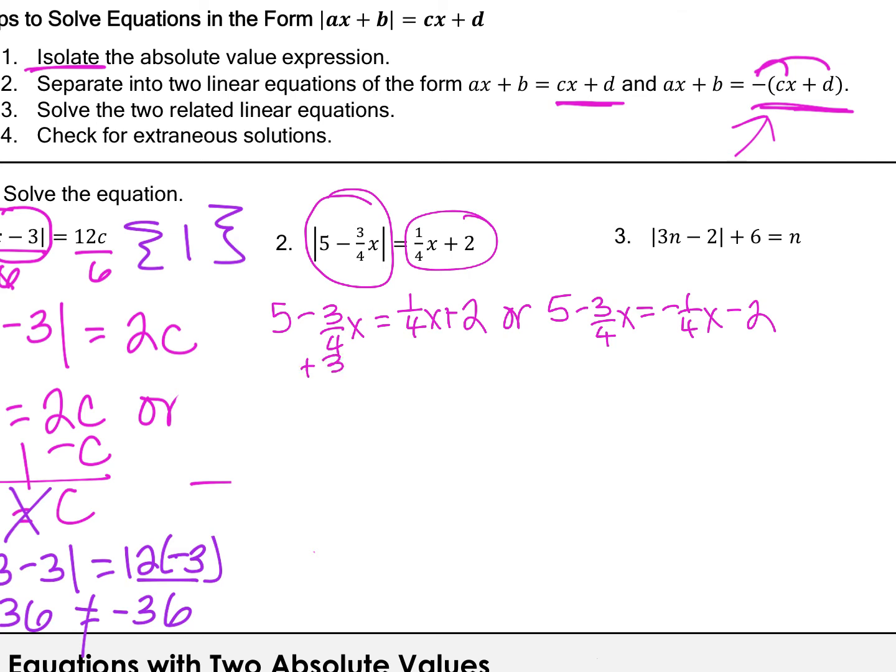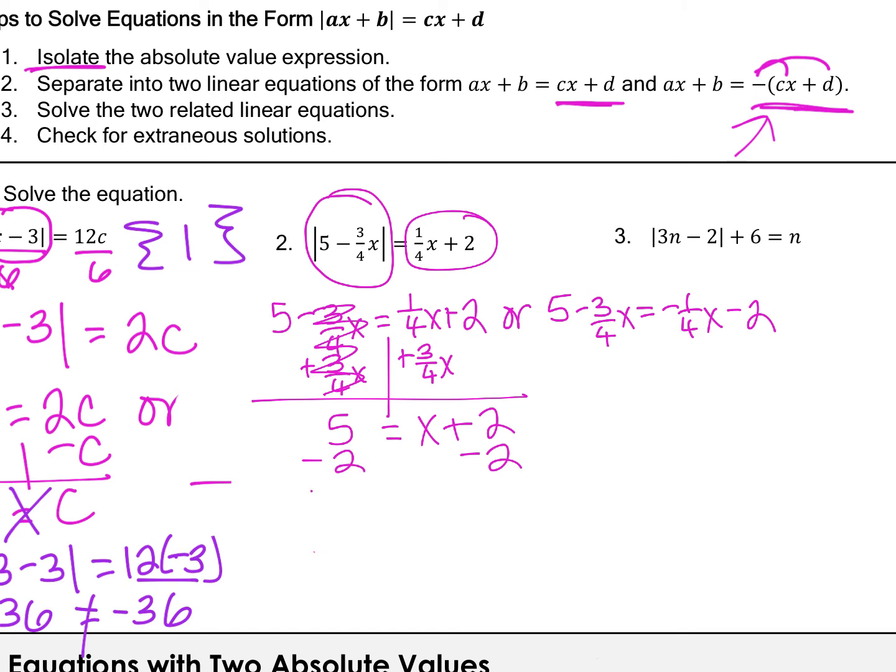So move your x to one side. I'm going to add 3/4 x to both sides. So with fractions, remember you have to have a common denominator. We do. And when we're adding and subtracting, we only add the numerators. 1 plus 3 is 4. So 4/4 would just give me an x there plus 2. And then I can subtract 2. So that's 3 equals x.